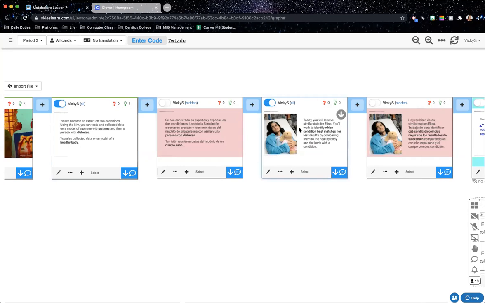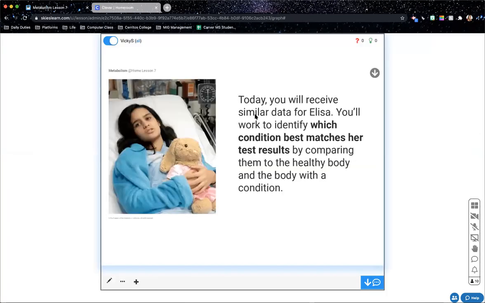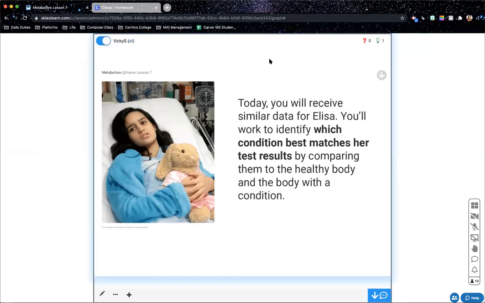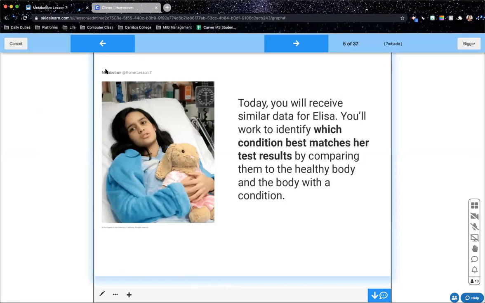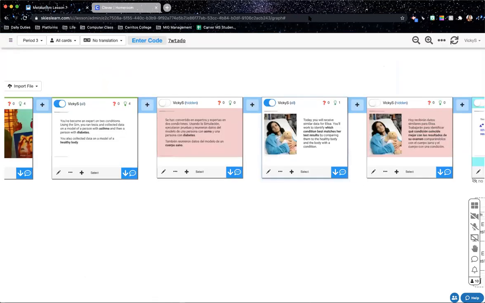So what we are going to do next is read this. So today you will receive similar data for Elisa. You will work to identify which condition best matches her test result by comparing them to a healthy body and the body with a condition. So we're gonna get Elisa. Remember, Elisa is our sick child who is tired and sleepy all the time. So we are going to be looking at her data, and then we are going to be comparing it so we can know what is wrong with her, right? Does that make sense? Yeah. Okay, cool.